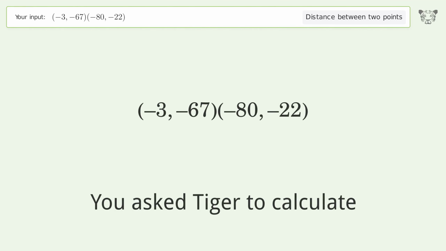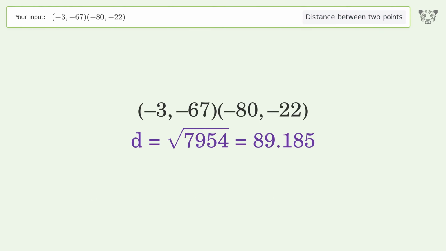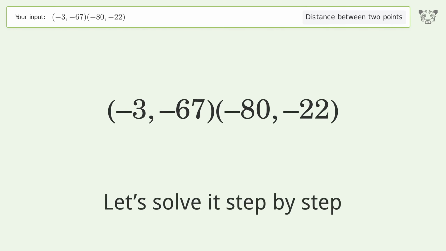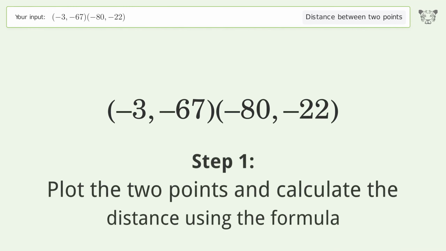You ask Tiger to calculate. This deals with the distance between 2 points. The distance between the 2 points is the square root of 7,954, or 89.185. Let's solve it step by step. Plot the 2 points and calculate the distance using the formula.